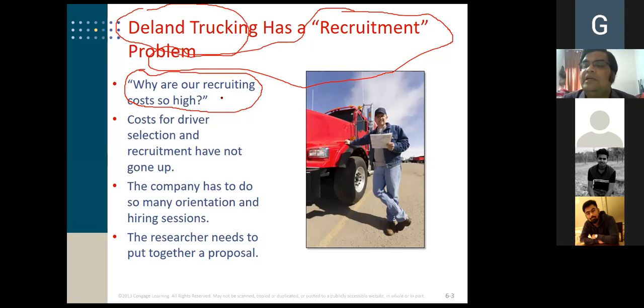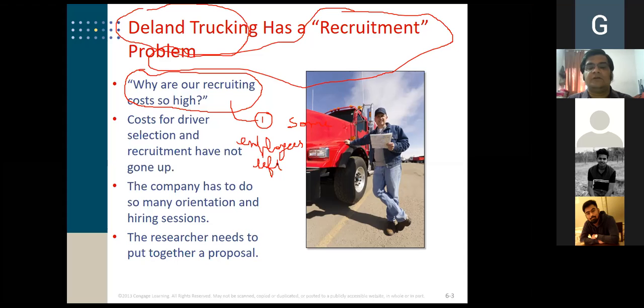See, research is an open-ended thing. Now, as you very correctly said, what was happening? After asking questions, he can write down four objectives. One objective may be number one: why are costs high? Suppose I'm just writing here, some employees left. We can call it high turnover, right? High turnover.